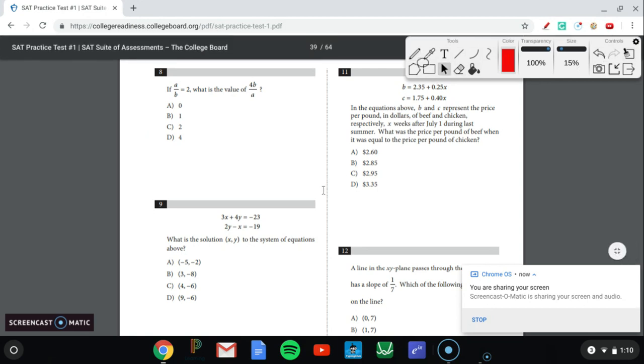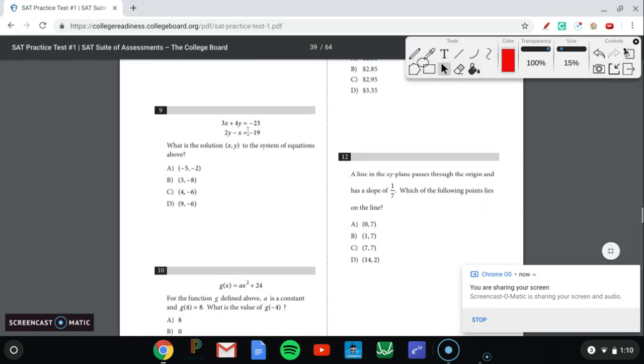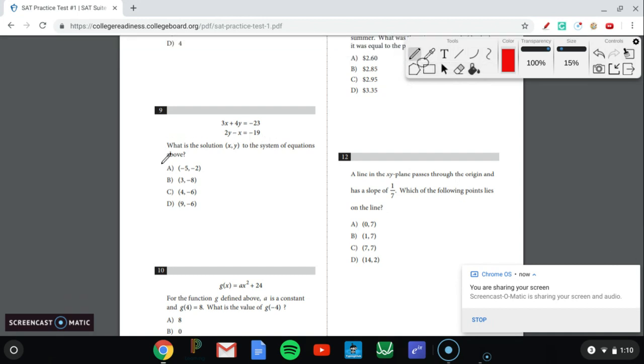All right, question 9. 3x plus 4y is equal to negative 23, and 2y minus x equals negative 19. So you could solve this like a system of equations, or you can plug in a, b, c, and d. One of these choices is going to work in both of the equations. That's going to be your correct solution for the system of equations. So you can try a, c, and d yourself and see that they don't work. But you see that when you plug in b, which is 3, negative 8, 3 times 3 is 9, 4 times negative 8 is negative 32. Negative 32 plus 9 is going to equal negative 23.